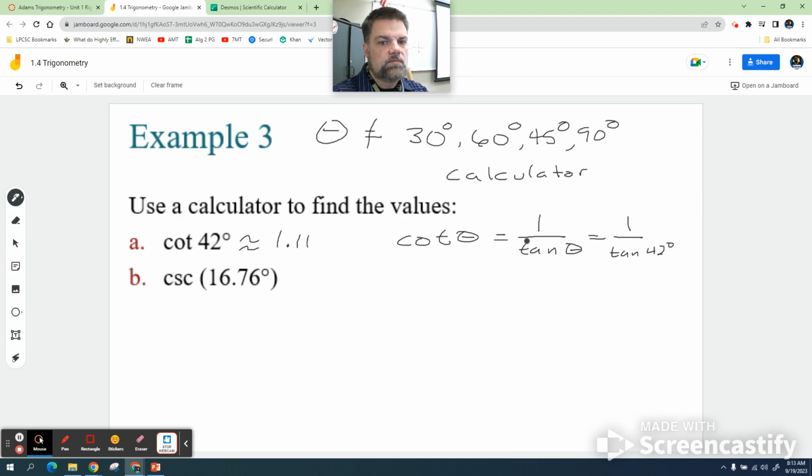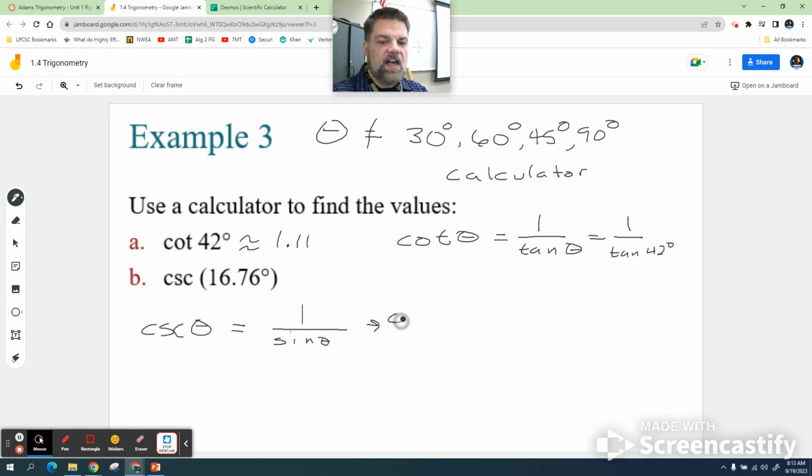That's it. Now cosecant is the reciprocal. Cosecant of theta is equal to 1 over what? Sine. So that would be sine of theta.